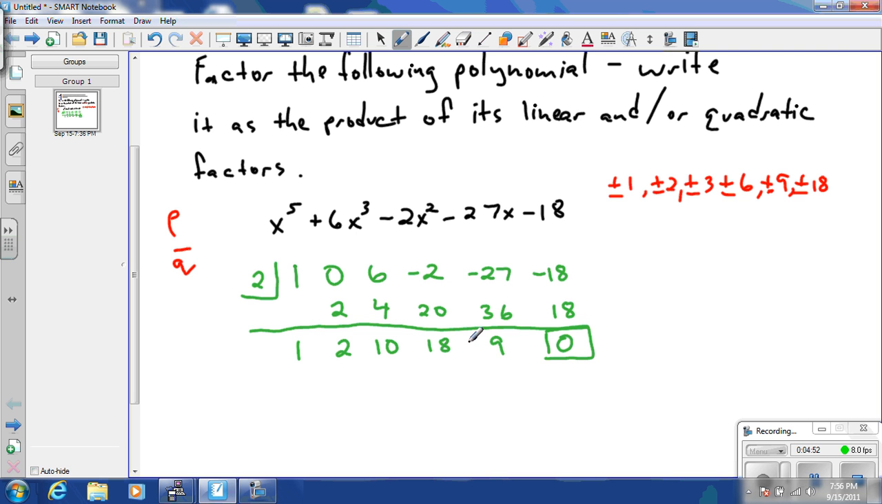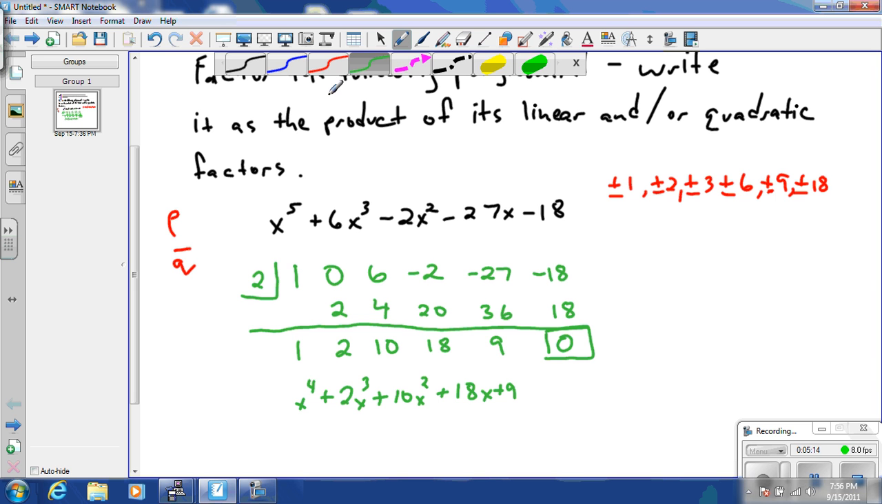So what's left over is x to the 4th plus 2x cubed plus 10x squared plus 18x plus 9. I'll put it in red just so we can keep track. Right now I know that x minus 2 is one of my factors for sure. Now we can do the same thing here.